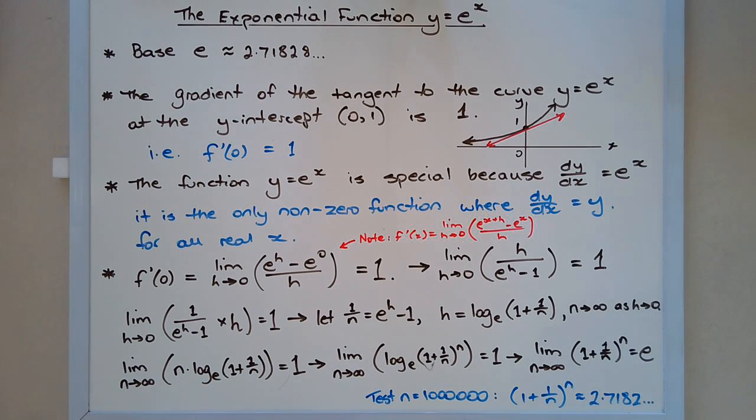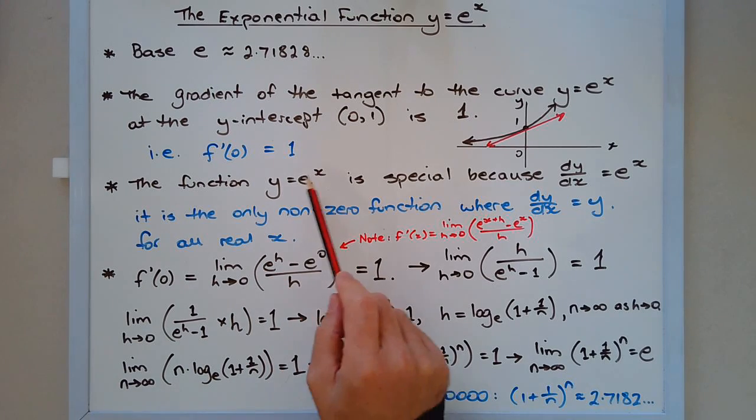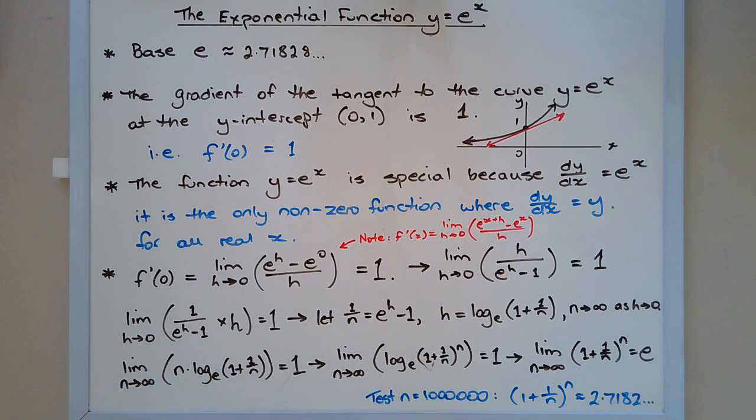There are other functions where if you differentiate the function at particular points, the value of the derivative at that point is equal to the value of the function at that point. But for the function y equals e to the power of x, wherever it's differentiated, the value of that derivative is equal to the value of the function at that point, for all real x.